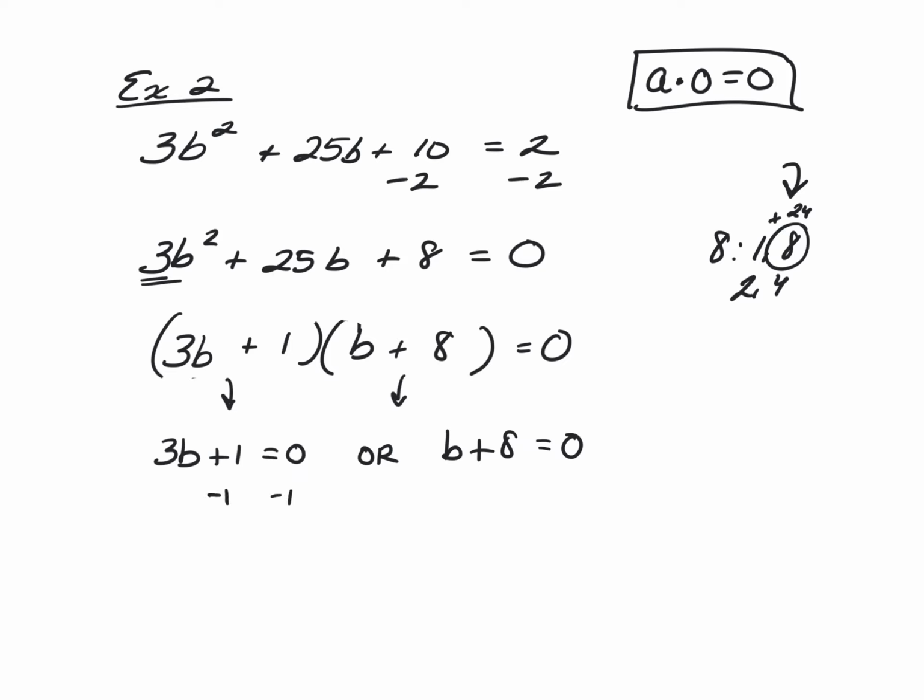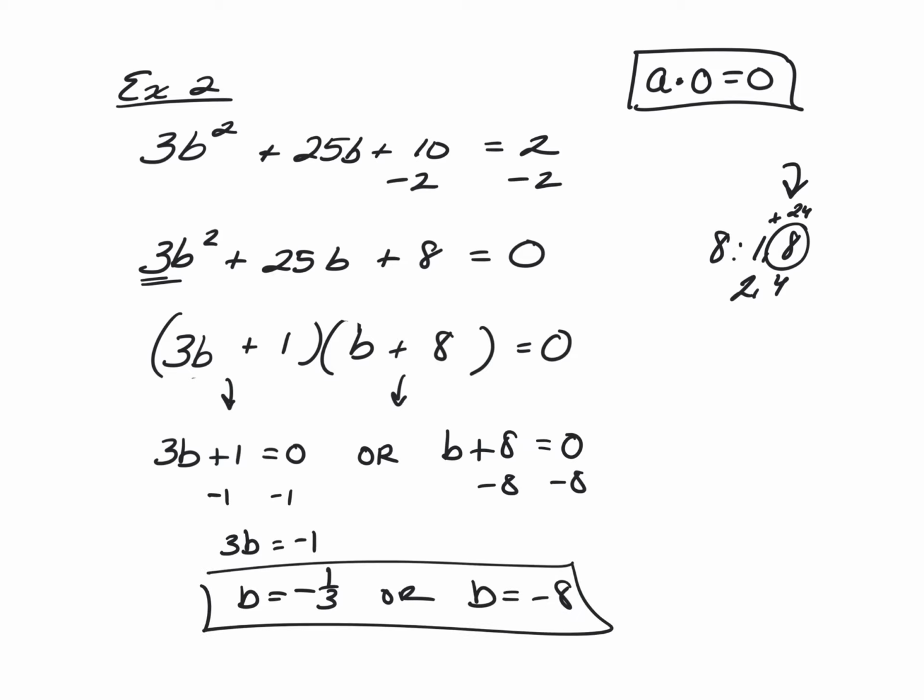So subtract 1, 3b equals negative 1. Divide by 3, we get b equals negative 1/3. Or, solving this one, subtract 8, and we get b equals negative 8. And there you go. It's then solved. Okay, let's just do one more example here.